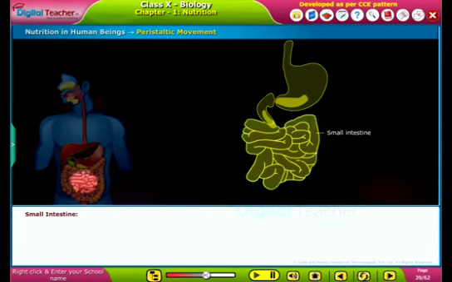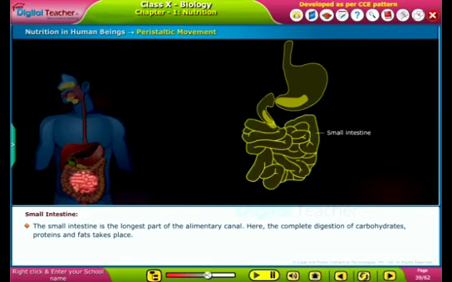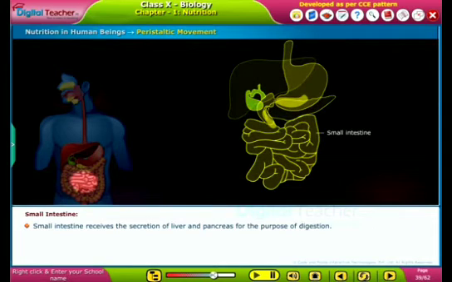Let us learn about the small intestine. The small intestine is the longest part of the alimentary canal. Here, the complete digestion of carbohydrates, proteins and fats takes place. Small intestine receives the secretion of liver and pancreas for the purpose of digestion.